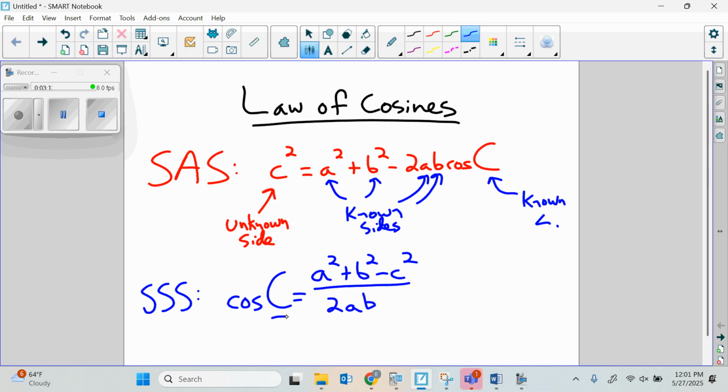Okay. So that little c is always the side that is opposite from the angle you're solving for. So that little c is the side that is opposite from the angle that we're solving for. A and b then are the two sides that are next to the angle that we're solving for.